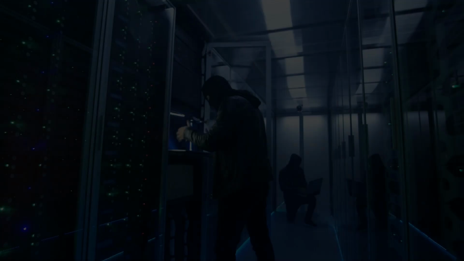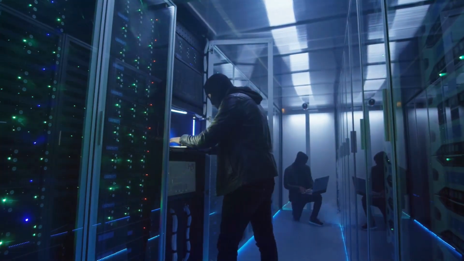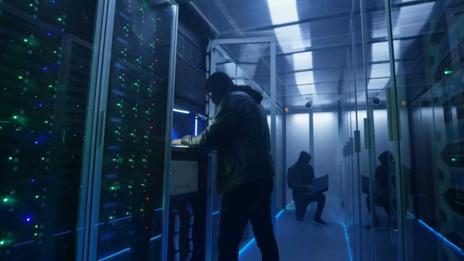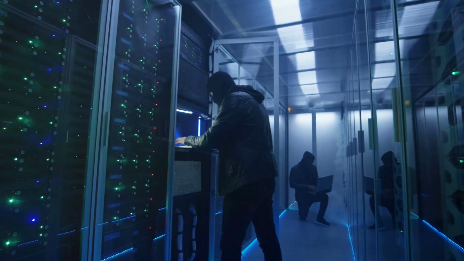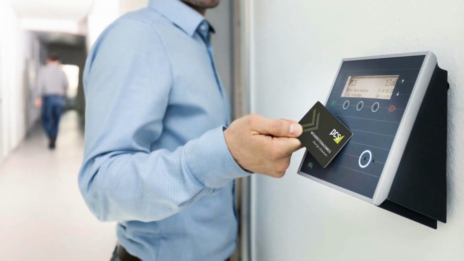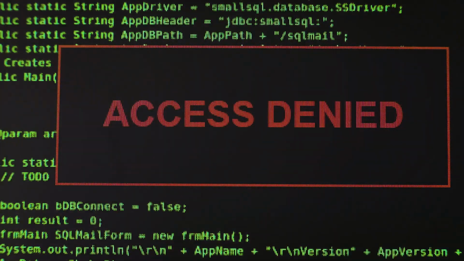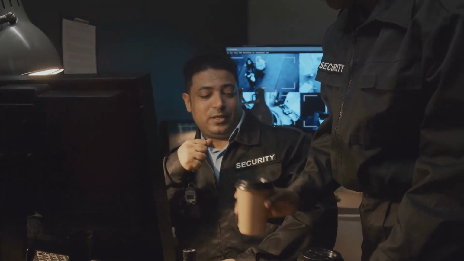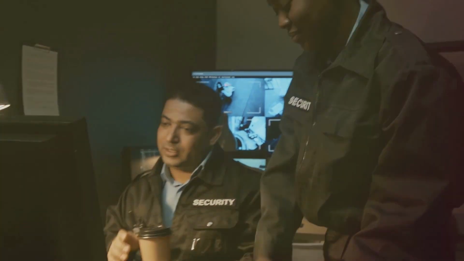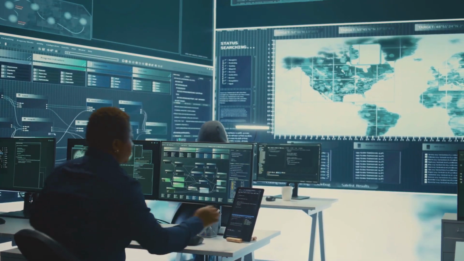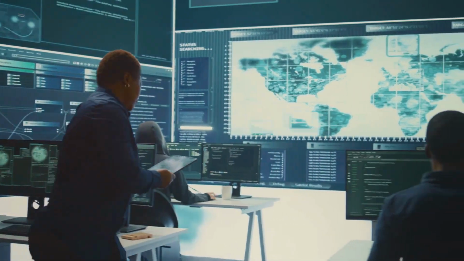Let's get started. Radius stands for Remote Authentication Dial-In User Service. Sounds complicated, right? Well, it's actually pretty straightforward. Think of Radius as a security guard for your network. It checks if someone trying to connect is actually allowed in. Just like a guard needs to verify your ID, Radius makes sure users have the right credentials before granting access. This keeps your network safe from unauthorized users and potential threats.